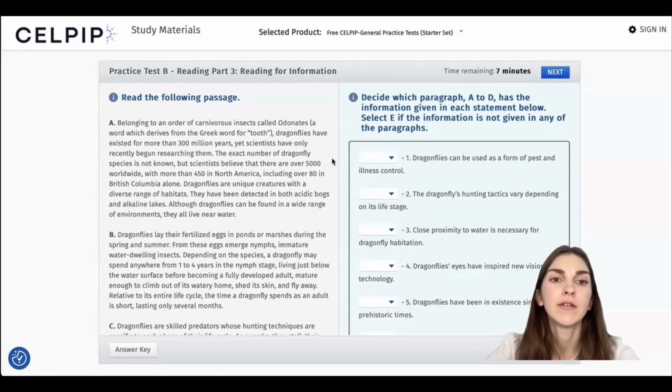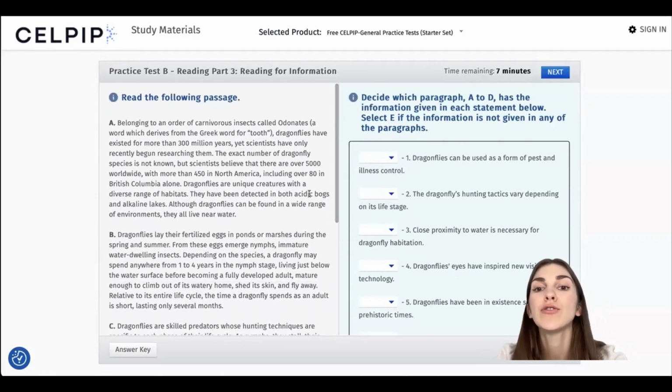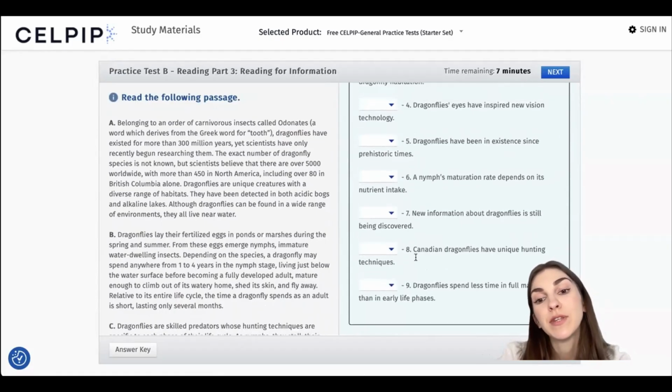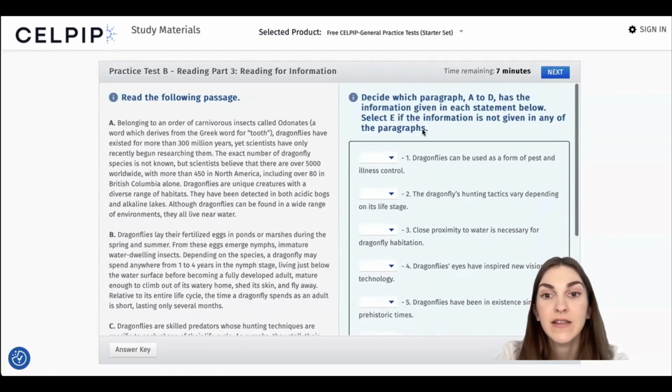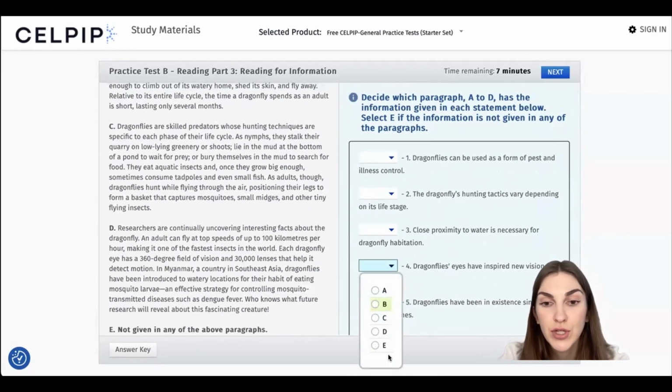Today I'm going to show it on the example of CELPIP reading part 3, but you can use it for any part of CELPIP reading. Many of my students consider reading part 3 the most difficult, so I decided to start with it. We open reading part 3, reading for information. You have 4 paragraphs and you need to match them to these 9 sentences. If you cannot find the information in the paragraphs, you just choose E.